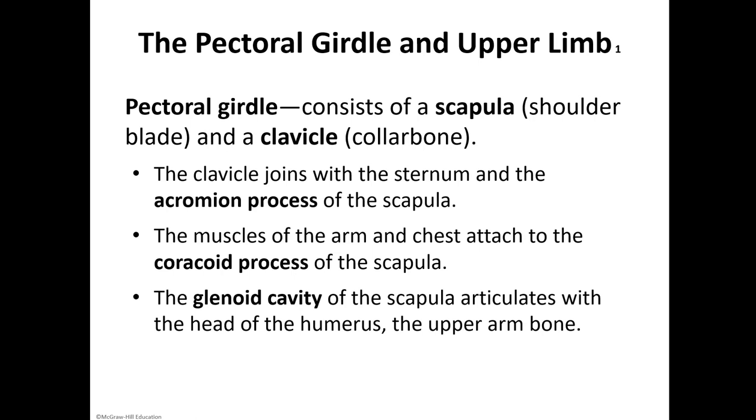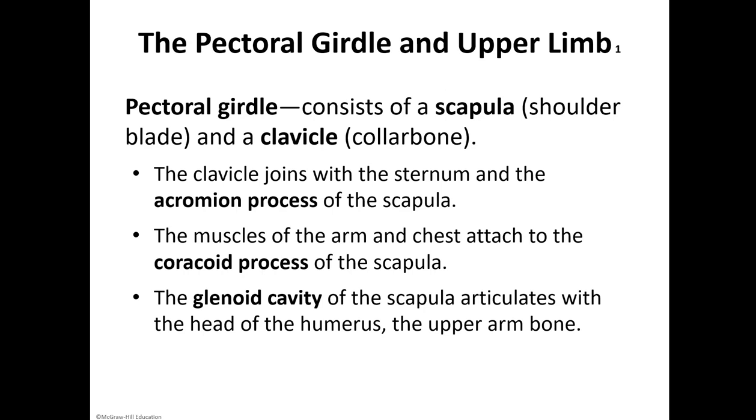The pectoral girdle and upper limb. The body consists of the left and right pectoral girdles. Each side is comprised of a scapula, the shoulder blade, and a clavicle, a collarbone. The clavicle joins with the sternum and the acromion process of the scapula. The muscles of the arm and chest attach to the coracoid process of the scapula.